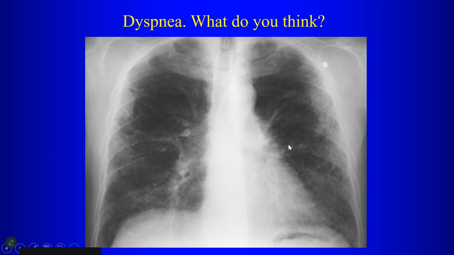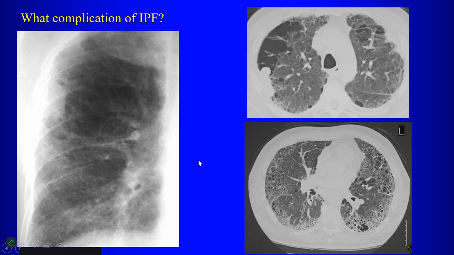So here's another patient who has peripheral opacities, reticular opacities. Here I'll show you the CT and a close-up on the chest radiograph. Tell me what you think. What complication of idiopathic pulmonary fibrosis does this patient have?